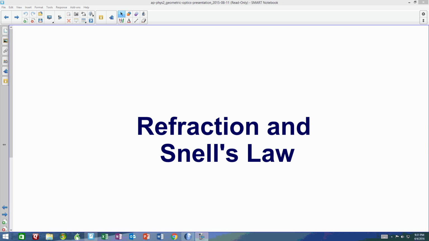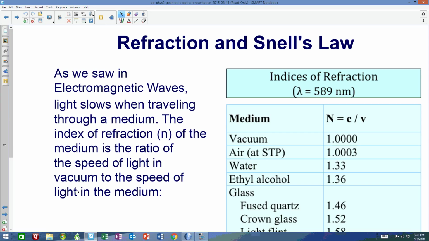In this lecture, we're going to cover refraction and Snell's law. In order to talk about refraction and Snell's law, one thing we have to understand is that as light travels through a vacuum, it travels at the speed of light, which is 3 times 10 to the 8 meters per second. Light is the only wave in the form of a transverse wave that can travel through the vacuum of space, whereas sound waves cannot.